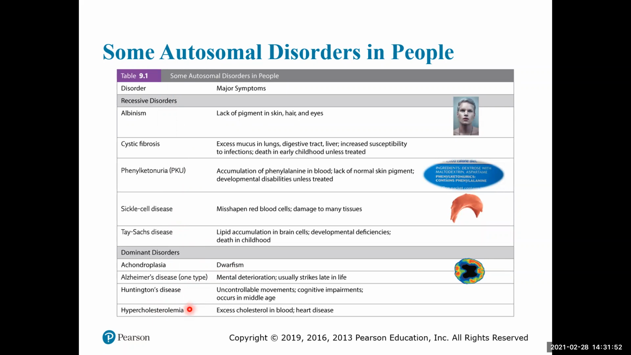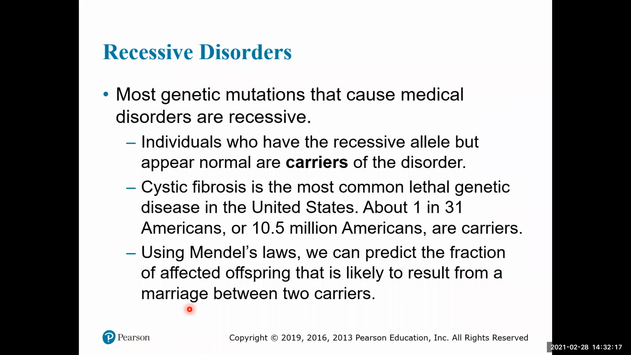And what's really interesting about dominant disorders is you can get that disorder if you're homozygous dominant or heterozygous. The only way to not have that disorder is to be homozygous recessive, which is the complete opposite for those recessive disorders. That's the only way you can have the disorder, is to be homozygous recessive. So there's a little bit of interesting interaction with dominant and recessive disorders. So the first thing we're going to look at is the recessive disorders.